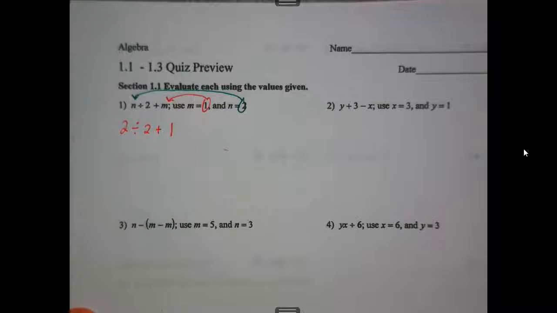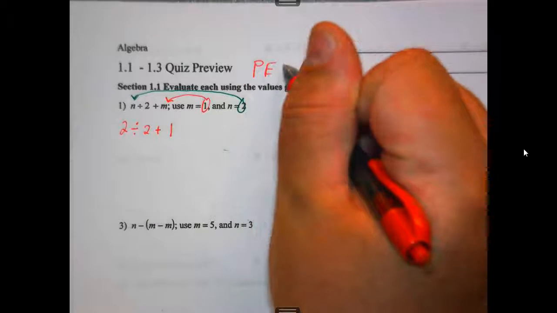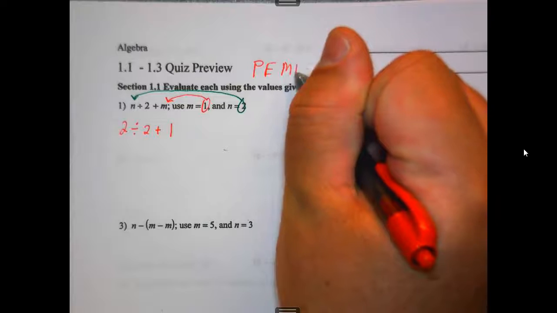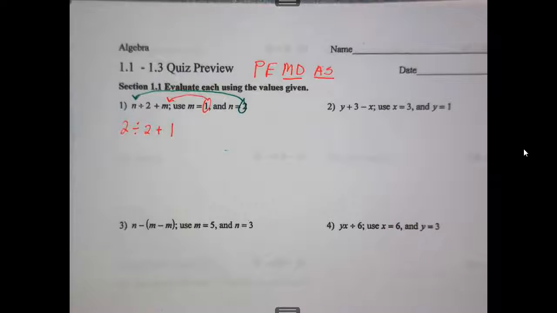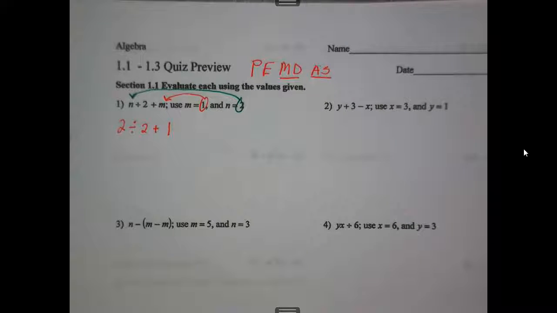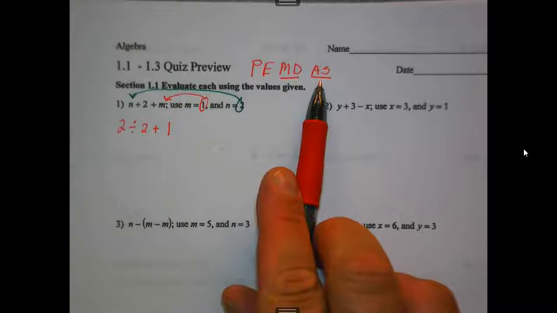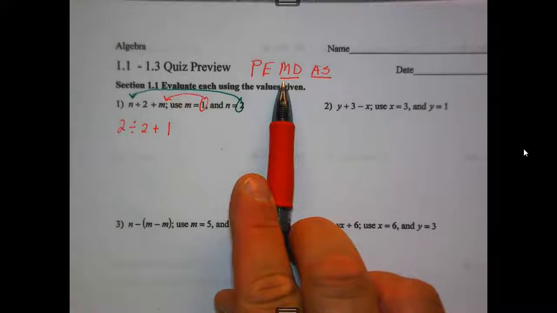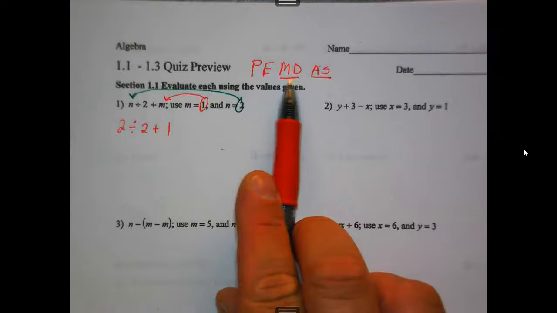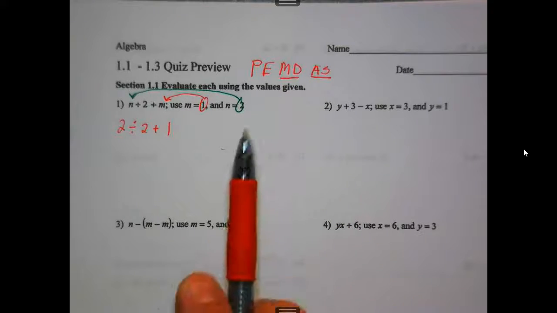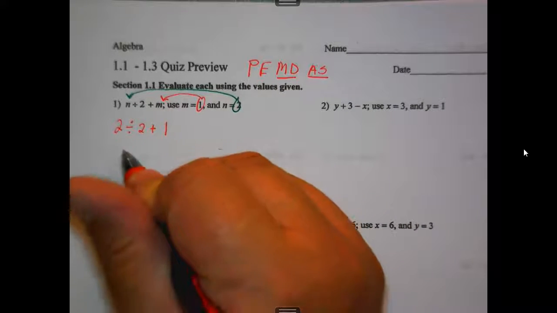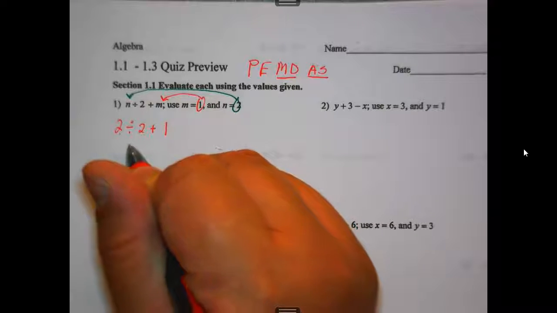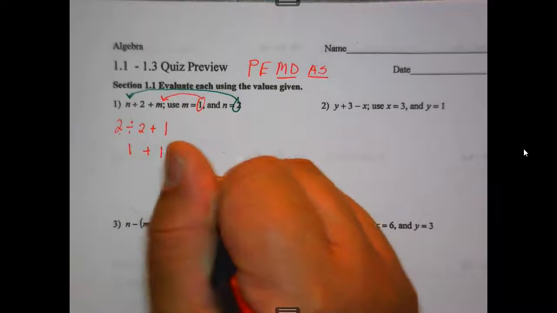Don't forget to follow PEMDAS. Where multiplication and division are on the same level, multiplication does not automatically come before division. When you're down to multiplication and division, you go left to right. Same with addition and subtraction. So following PEMDAS, what do I do first? That's right, 2 divided by 2 is 1, plus 1 equals 2.